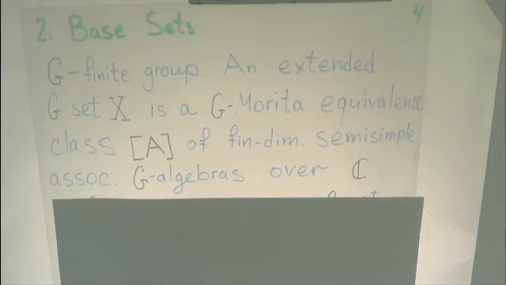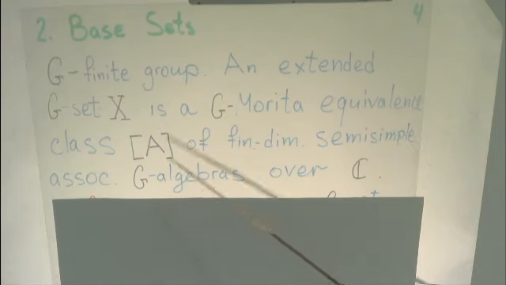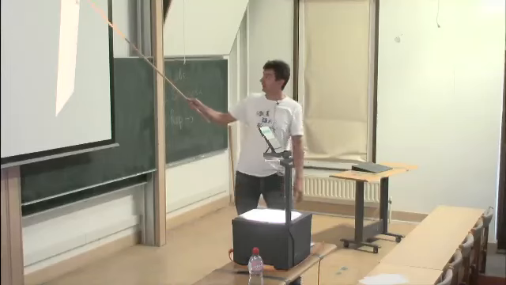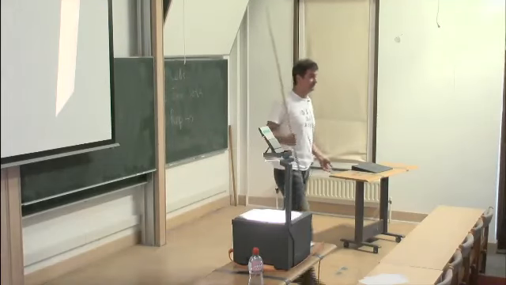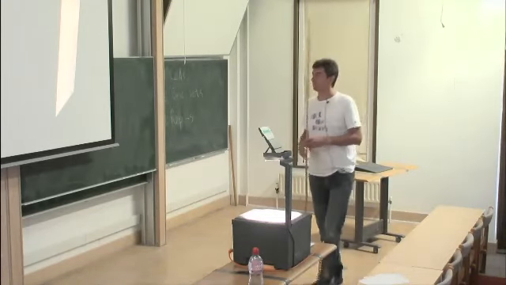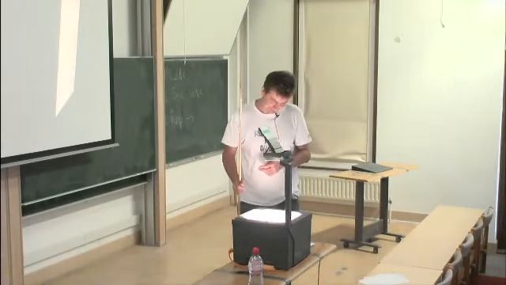What it means is, Morita equivalence means there is a Morita context between these algebras. This finite group acts on this algebra A, and G-Morita equivalence means that all the bimodules in the Morita context have to be G-modules, and all the maps in the Morita context have to be maps of G-modules. Yes, so this is my definition of a set.